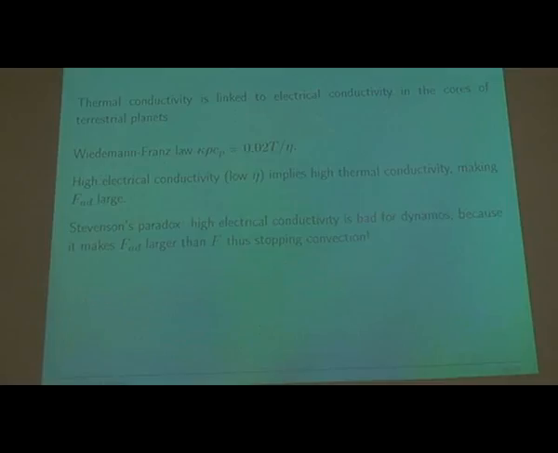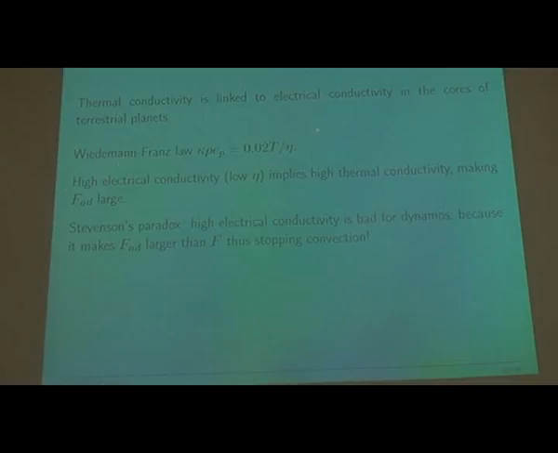So all these arguments are one-dimensional arguments. They're based on the structure. You don't actually have to solve the dynamo equations to get to that at all. So these are all peripheral information which is actually very useful. There's something called the Wiedemann-Franz law, a physical law, and it relates thermal conductivity, and it says that thermal conductivity is basically linked to electrical conductivity. In fact, they're basically proportional in the cores of terrestrial planets. It's just a feature of physics.